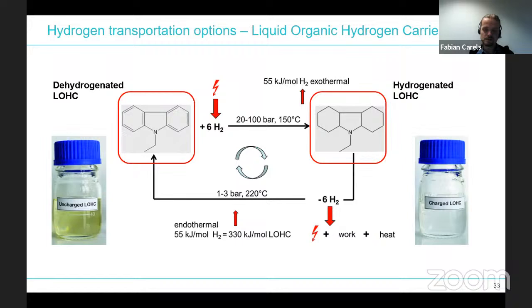At the demand center, then we need to apply heat to redissolute the hydrogen from the carrier substance. So this is why this is an endothermal process. So we need to supply heat to get the hydrogen back. And then the carrier substance can be transported back to the place of the hydrogen production to be again used in the cycle.